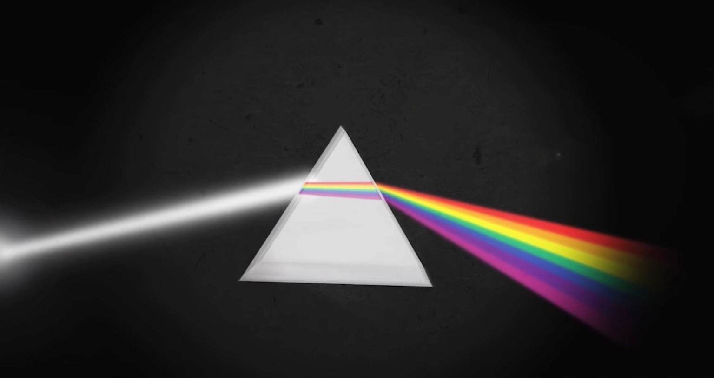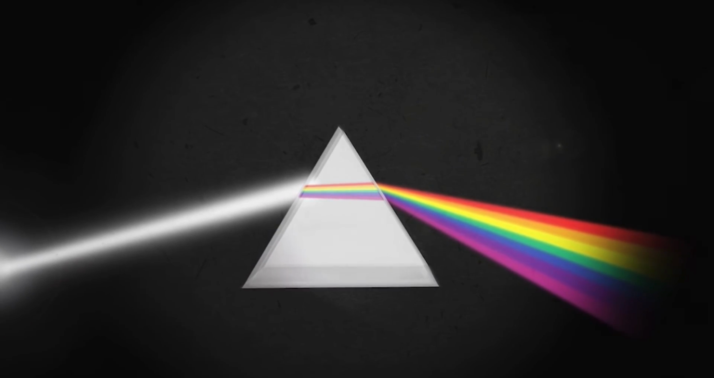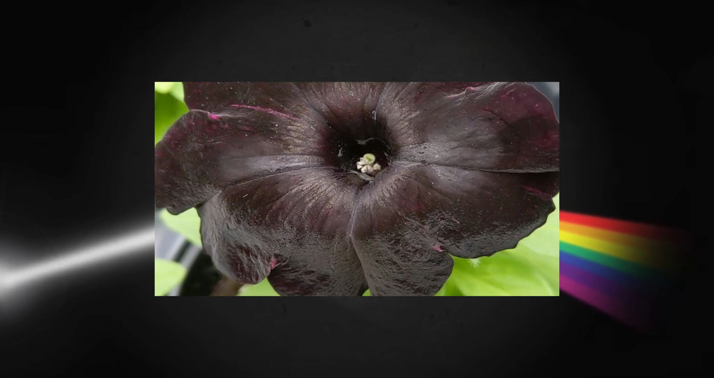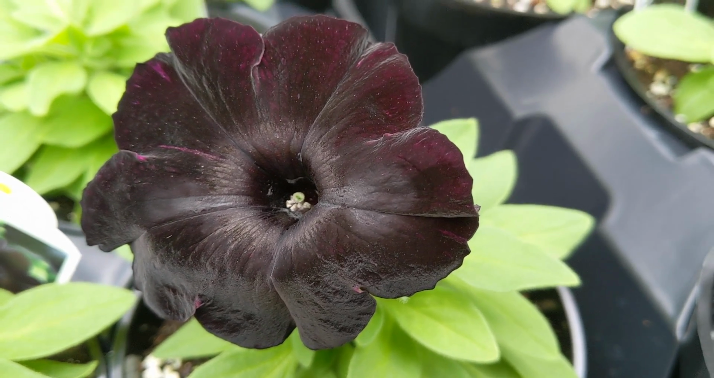Coming back to purple, did you know that it's the most refracted color of light passing through a prism? It's also the hardest color for the eye to discriminate.